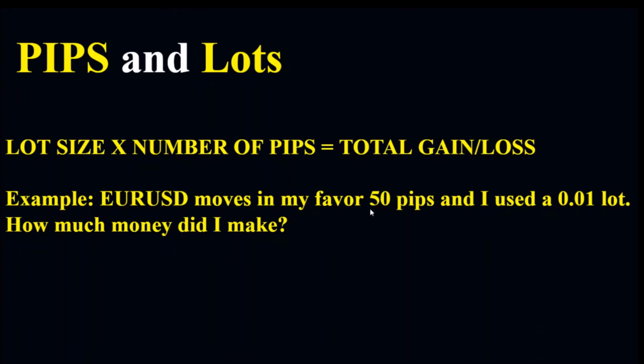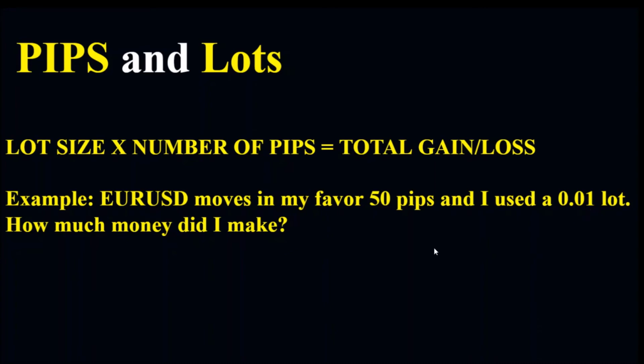So I just thought I'd present this example to you guys and make sure that you're following along in terms of understanding what's talked about in this lesson, right? So previously we talked about this formula, right? Lot size times number of pips equals the total money that you're gaining or losing. So here in this example, I say that EUR/USD moves 50 pips in my favor, and I used a 0.01 lot, which means a 10-cent lot size, right? Just based off of the discussion we just had, right?